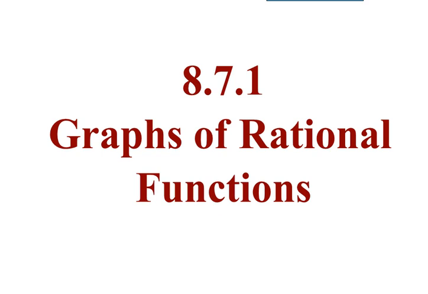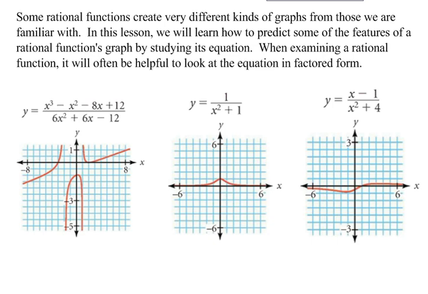Alright, so section 8.7.1, we're talking about graphs of rational functions. So far we've talked about the graph of the parent rational function, which is f of x equals 1 over x. We know what that looks like, and we know how transformations to the equation transform the graph. So today, we're going to take a look at some other more complicated rational functions.